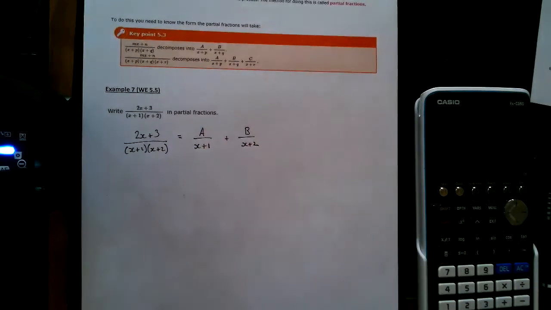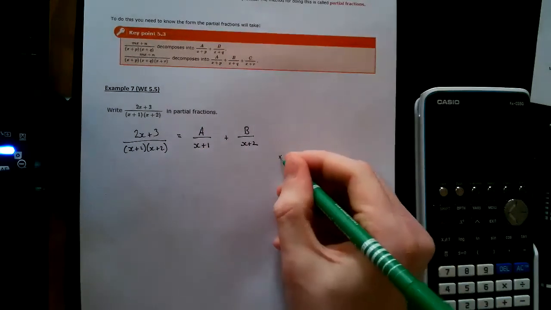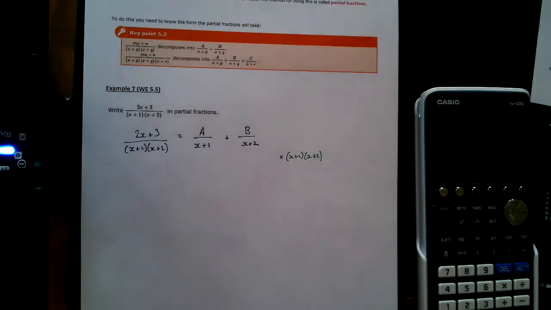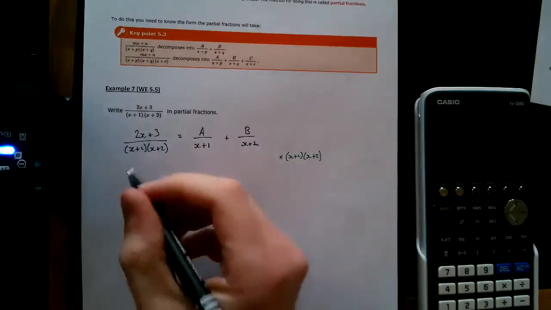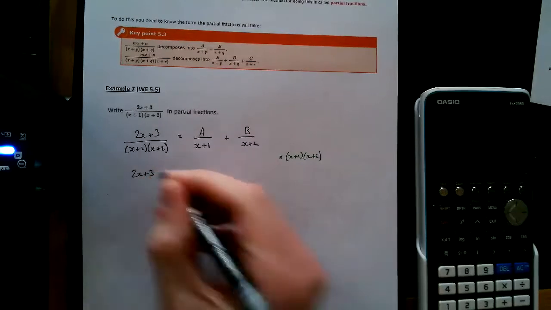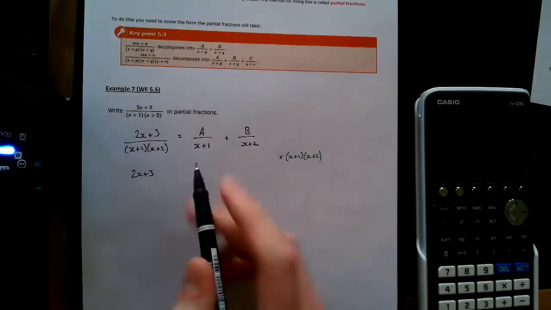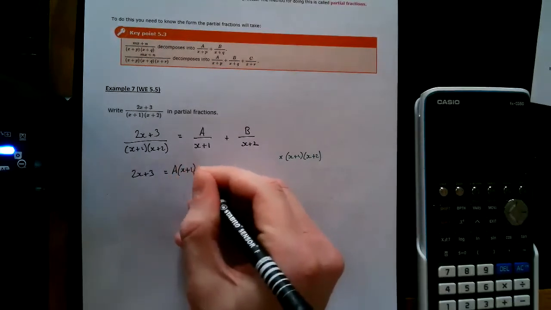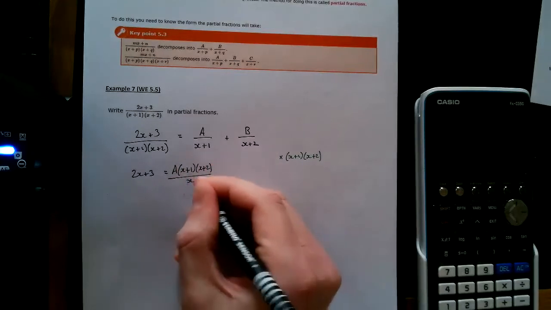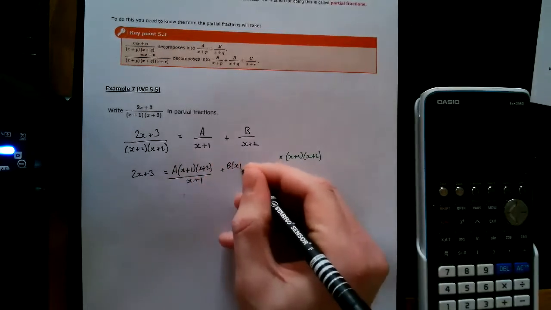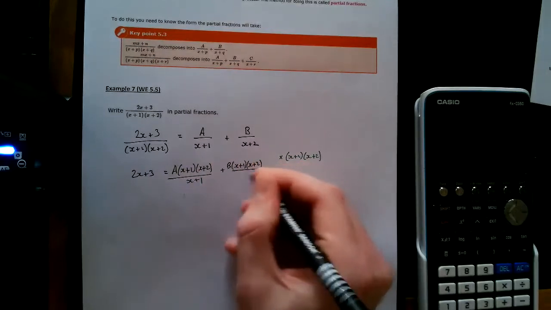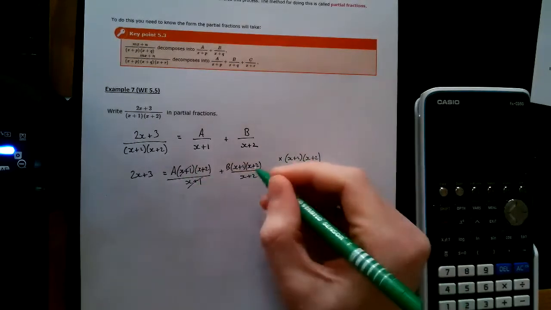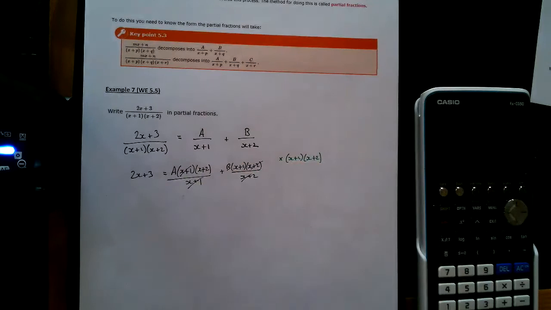Now the next step is we times everything by (x + 1)(x + 2). So on this side we get 2x + 3, because the bottom cancels out. We get A lots of (x + 1)(x + 2) over (x + 1), and we get B lots of (x + 1)(x + 2) over (x + 2). And hopefully you can spot the (x + 1)'s cancel out, and here the (x + 2)'s cancel out, because they're factors.